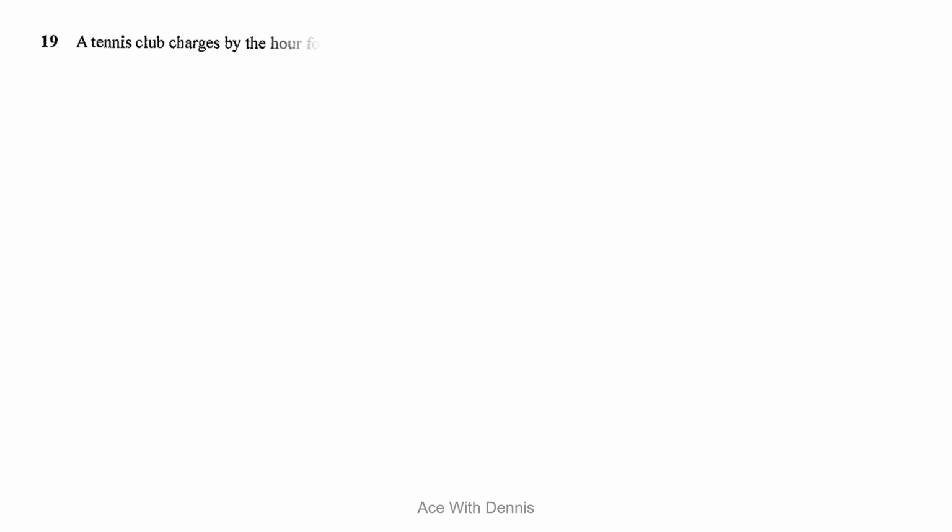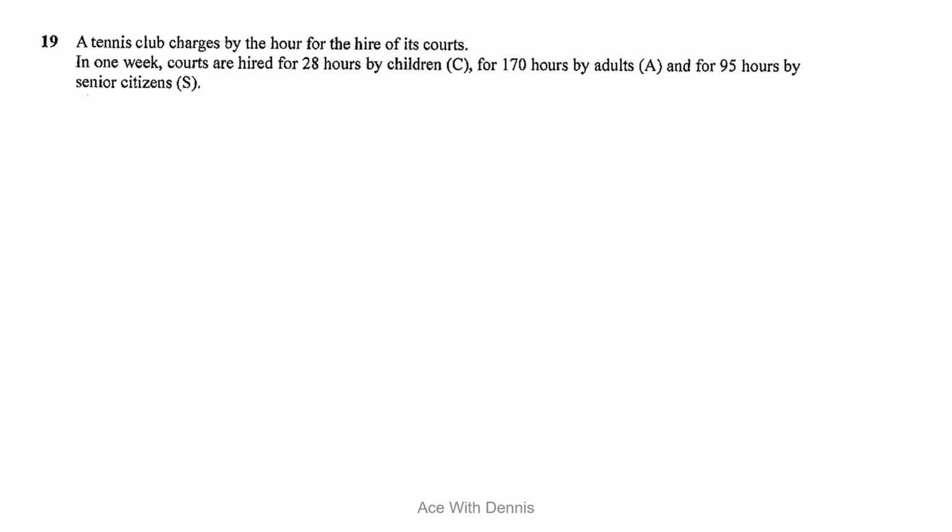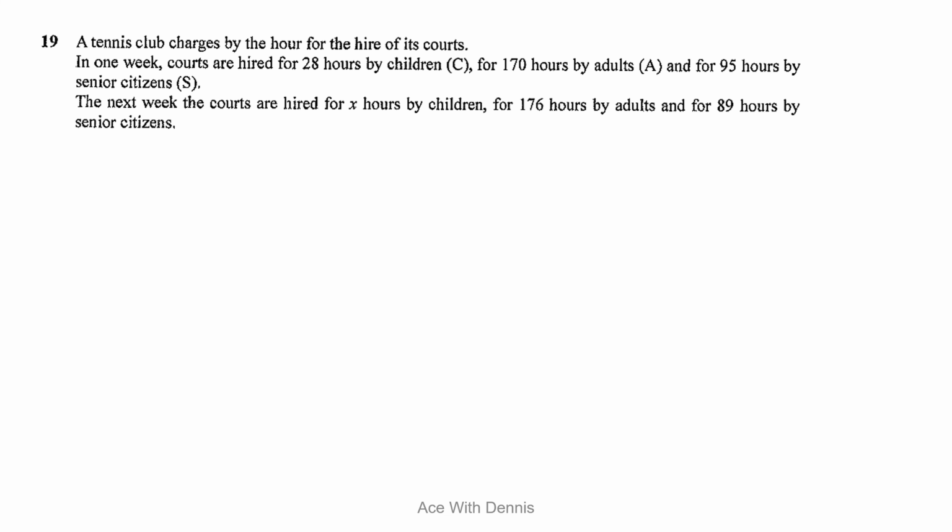Question 19. A tennis club charges by the hour for the hire of its courts. In 1 week, courts are hired for 28 hours by children, C, for 170 hours by adults, A, and for 95 hours by senior citizens, S. The next week, the courts are hired for x hours by children, for 176 hours by adults, and for 89 hours by senior citizens. Represent this information in the 2 times 3 matrix P.